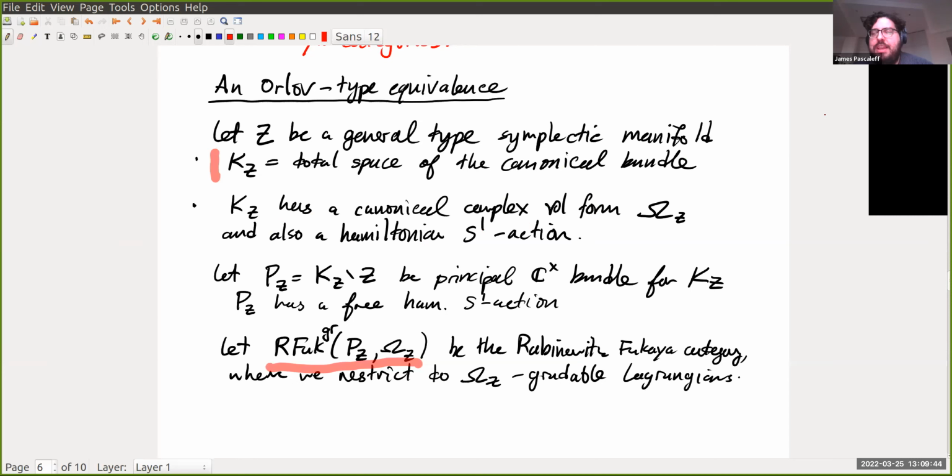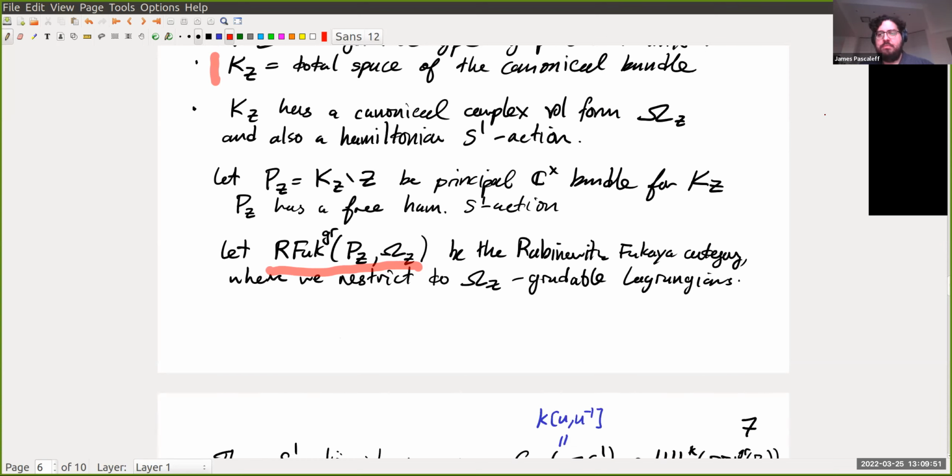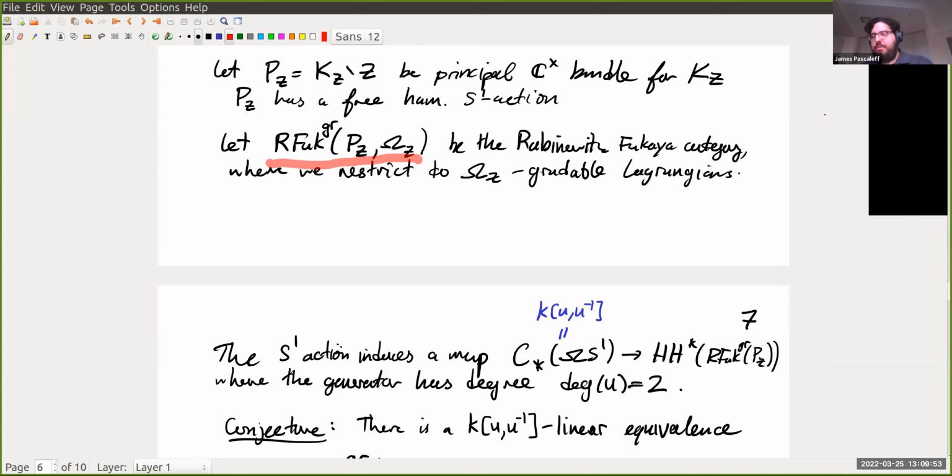Basically, I think what you have to work out is, one way to think about it is that there's some kind of Lagrangian correspondence from T star S1 cross this thing to itself. And you have to figure out, with respect to the grading, when this correspondence is gradable. When is this correspondence a graded Lagrangian?